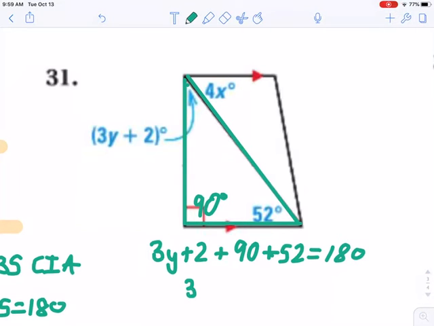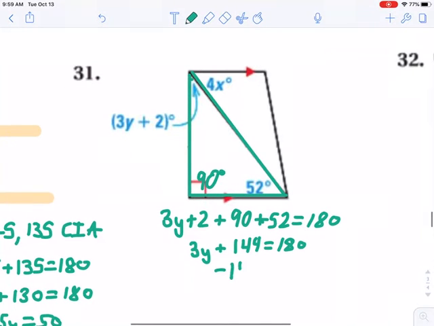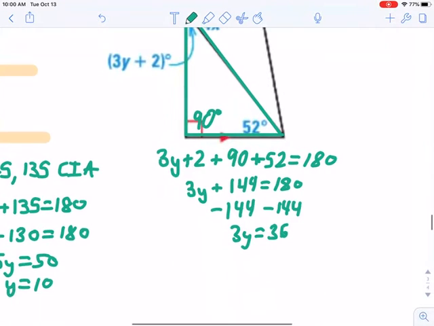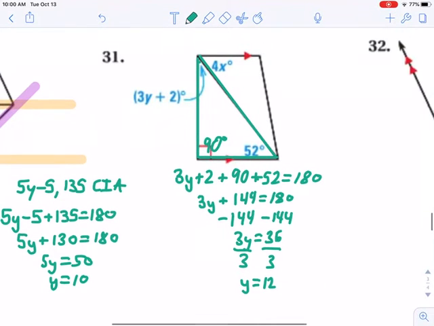I'm going to get 3y plus 144 equals 180. Subtract 144 from both sides. Oops, what? I wrote 444. Oopsies. 144. 3y equals 36. Divide both sides by 3, and y equals 12. All right.